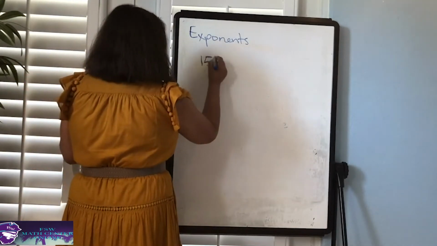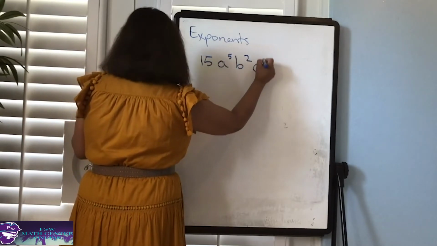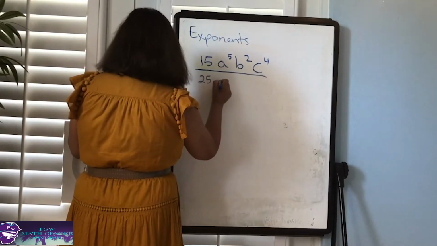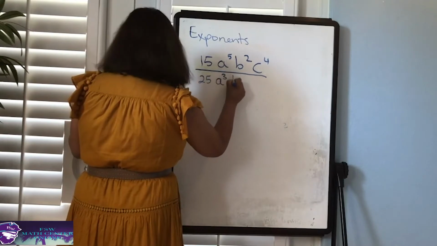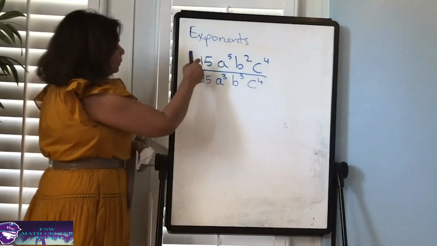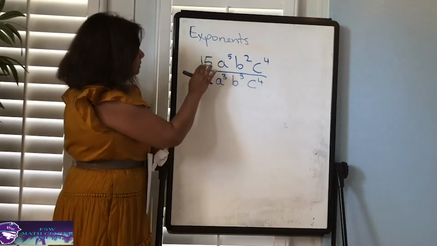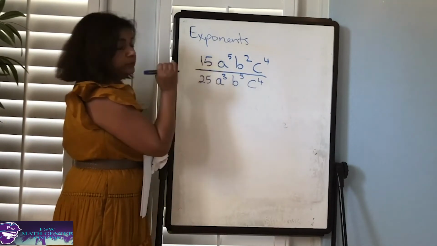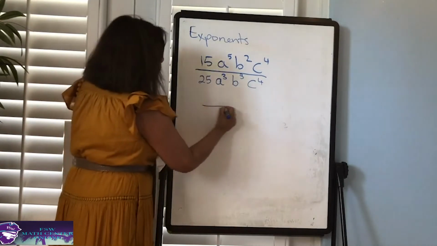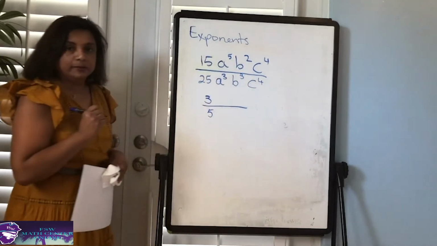Let's say we have 15 a to the fifth, b to the second, c to the fourth, all over 25 a to the third, b to the third, and c to the fourth power. Okay, so we're going to reduce the numbers, the fraction, the same as we normally do. Look for a common factor. Well, 5 is going to go into 15, and 5 is going to go into 25. So we can reduce this. 5 goes here 3 times, and 5 goes here 5 times. So that takes care of the numbers.